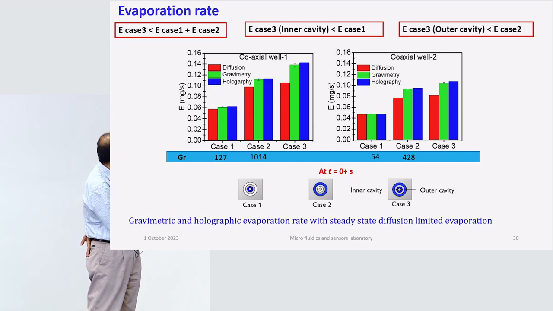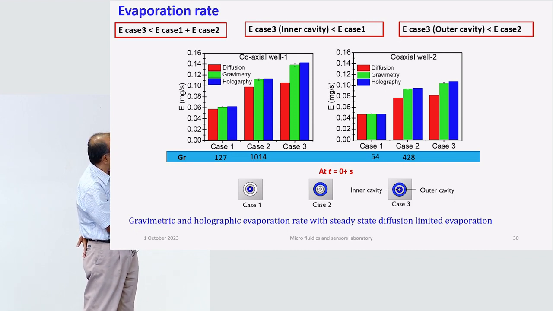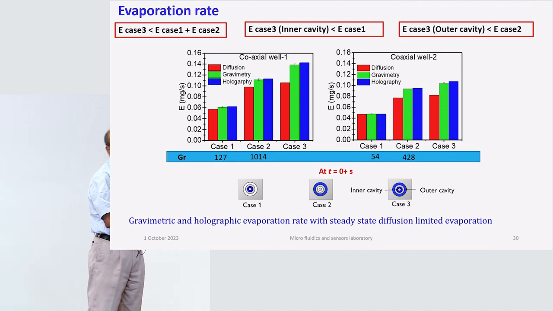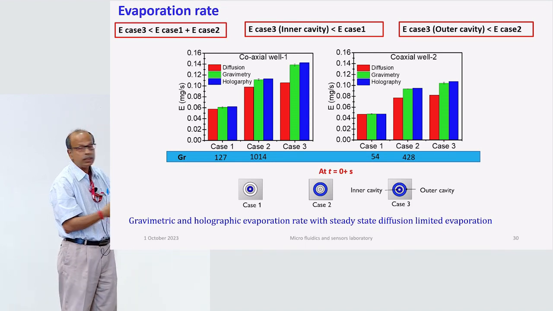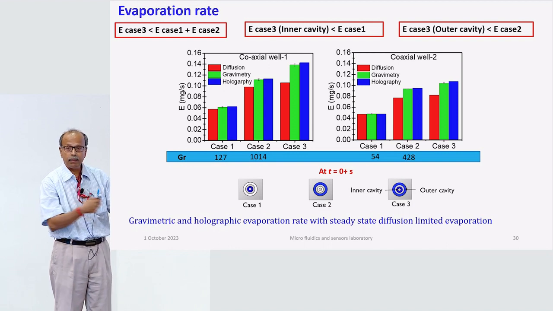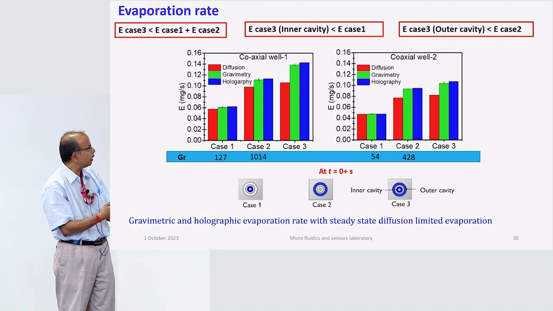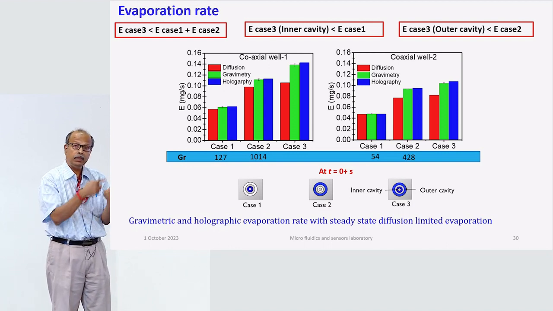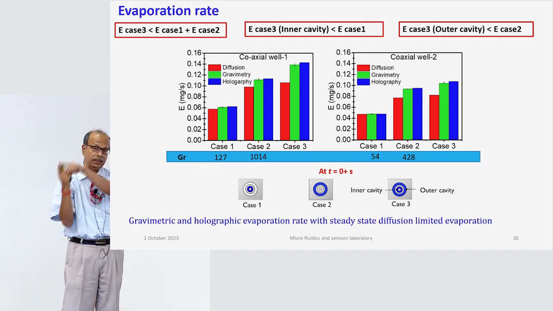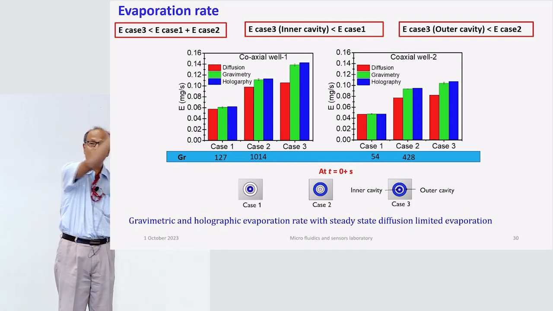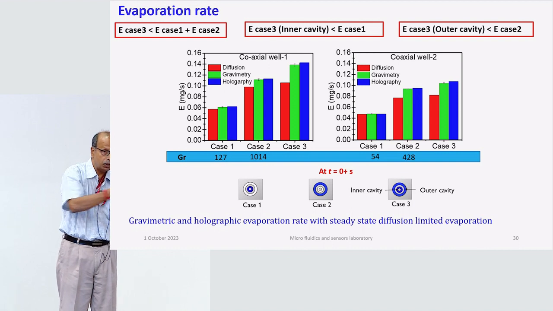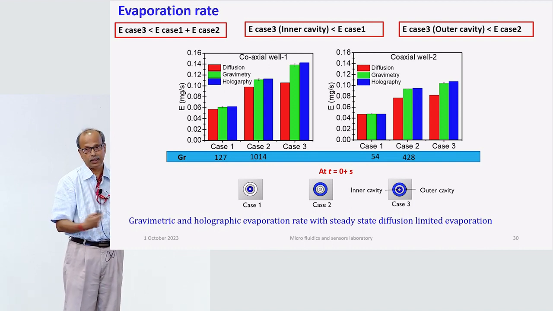And similarly for the outer cavity, if you have two of them and you look into a single one, the rate is less than that. So what point is it saying? That as you have multiple cavities, the evaporation from one is influencing the other, and this one is also influencing the other. The individual evaporation rate gets influenced here.